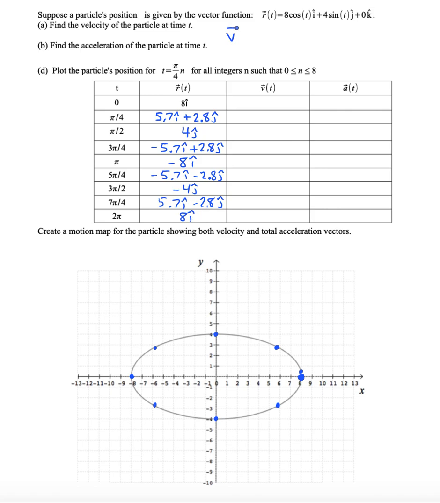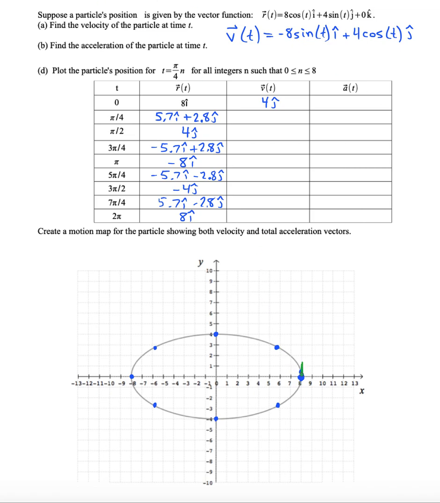So first, let's take the derivative of the position. We'll get negative 8 sine of t in the i direction, and then plus 4 cosine t in the j direction with no k component. What I'll do next is plug in the times into this velocity formula, and I'll get my velocity vectors. So at time t equals 0, we're actually going to have positive 4j.